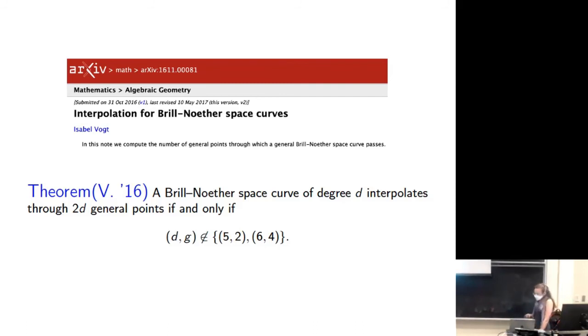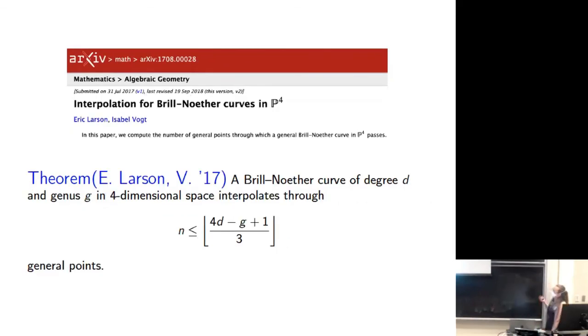Then I teamed up with Eric Larson, and in 2017, the next year, we tackled the case of r equals 4. And in fact, when r equals 4, there are no counterexamples. So a Brill-Noether curve of degree d and genus g in 4-dimensional space interpolates through exactly the number of general points predicted by that conjecture, which is this. So I think you all are appreciating that I have an excellent strategy for producing an infinite number of papers. By induction, what do you think I did in 2018?